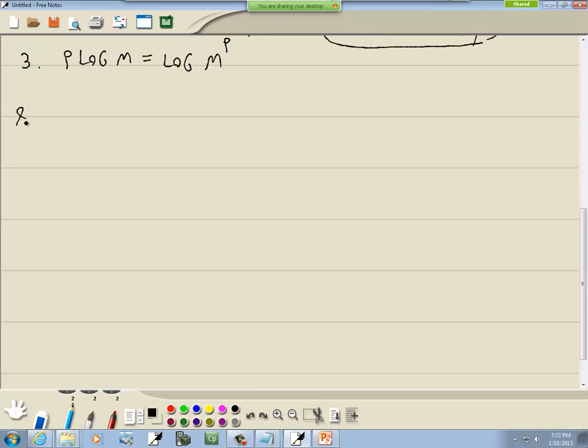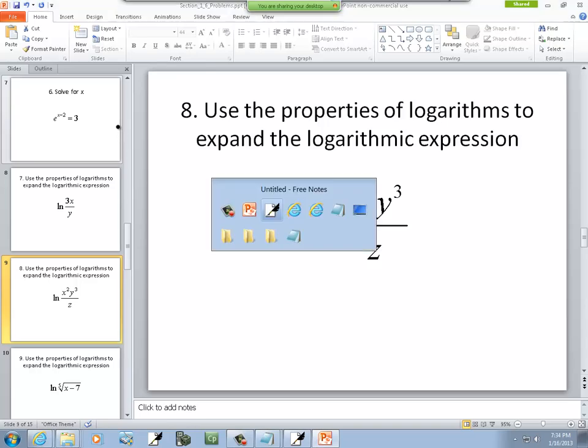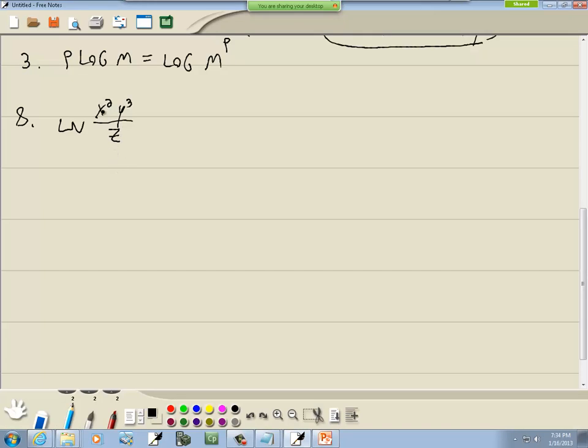Let's look at number 8. We got natural log of x squared y to the third over z. And we have to look at the main thing that's happening here. We got something up on top divided by something on the bottom. So it's division. Well, division becomes subtraction. So this is natural log of x squared y to the third minus natural log of z. Now z is by itself, so we're done with that one.